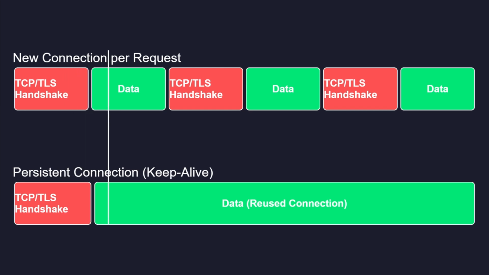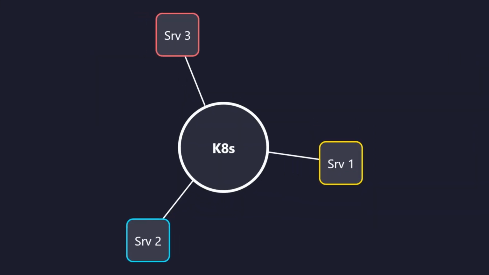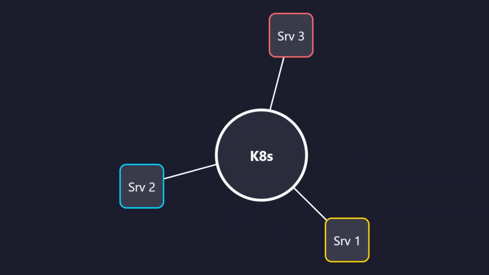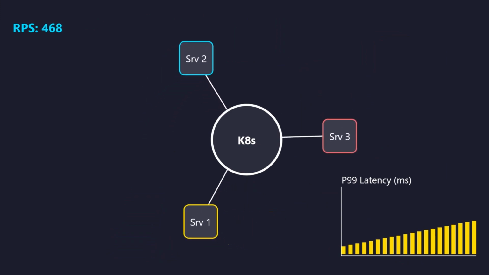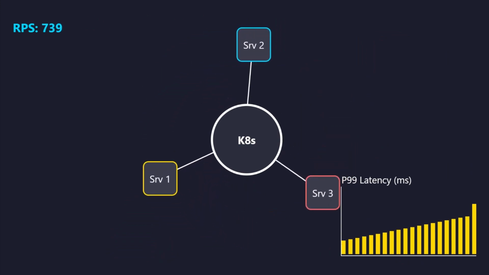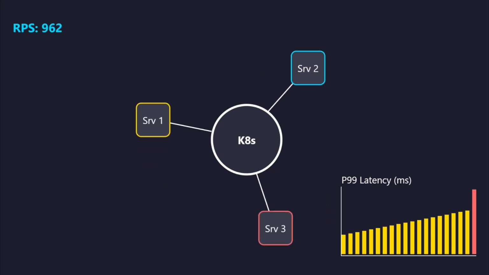Reusing an established connection avoids the repeated latency of the transmission control protocol handshake and the transport layer security negotiation, allowing for much higher throughput over long-lived communication channels. Our benchmarking environment uses a cluster of 3 microservices on Kubernetes to measure maximum requests per second, while monitoring the point where latency hits the 99th percentile limit.